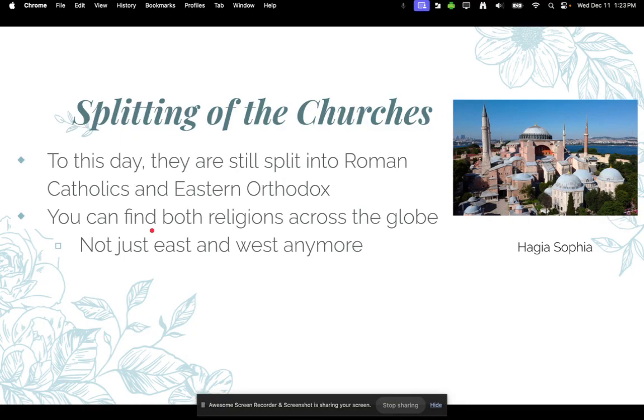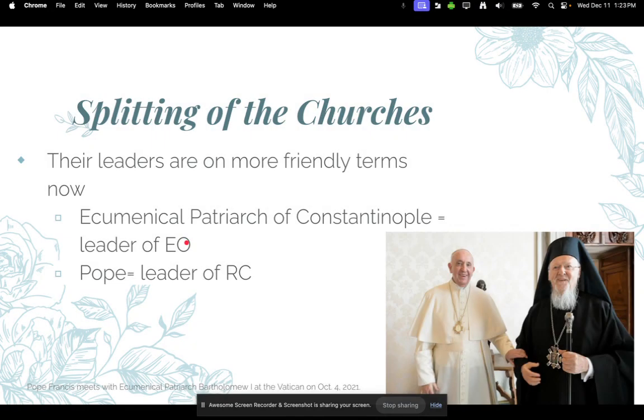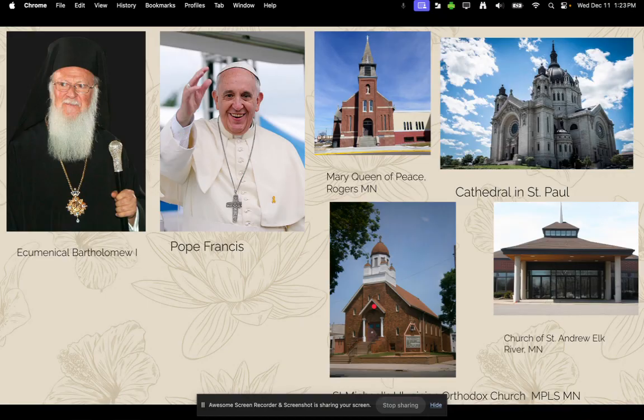So to this day, there is still a split between the Roman Catholics and the Eastern Orthodox. You can find both religions across the globe. It's not just an East-West split anymore, and their leaders today are on friendly terms. The leader of the Eastern Orthodox Church is called the Ecumenical Patriarch of Constantinople, and the leader of the Roman Catholic Church is the Pope. You can see them here. They look happy. So again, those are the two leaders.